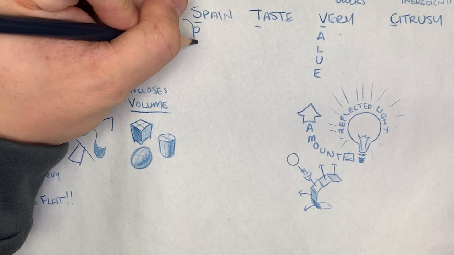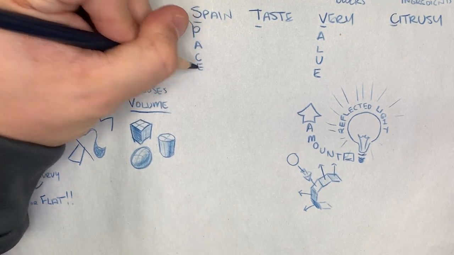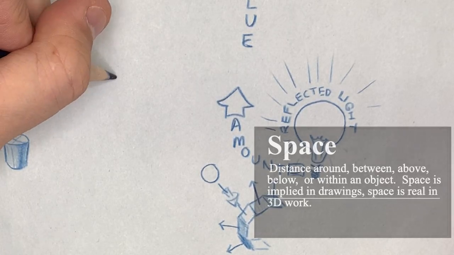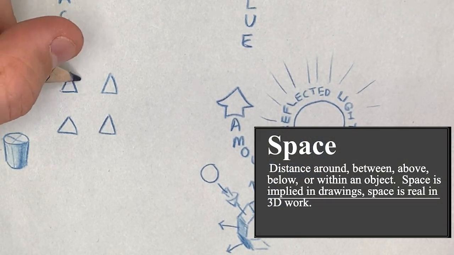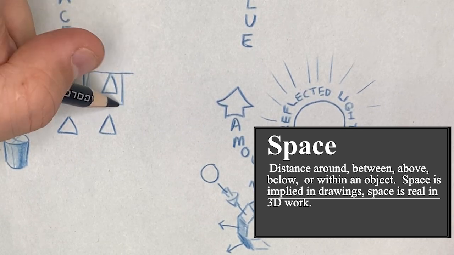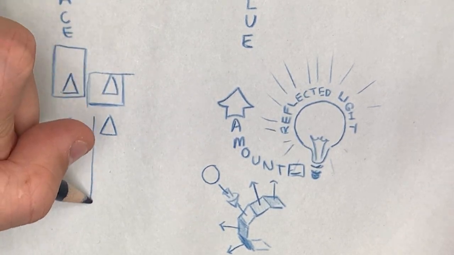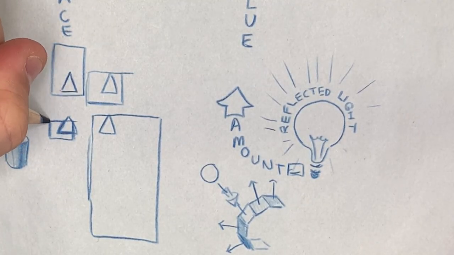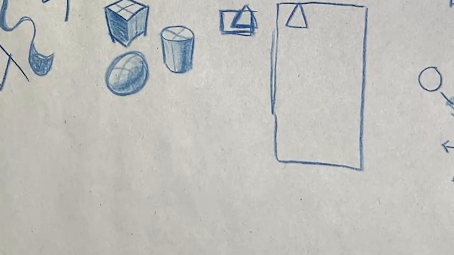space. Space can be described as the distance between, around, above, or below, within an object. Space is implied in drawings, but it is real in 3D work. Consider these 4 triangular compositions. Right now, each triangle has the same visual impact. However, by changing the framing or spacing around each triangle, we can actually change the visual impact.